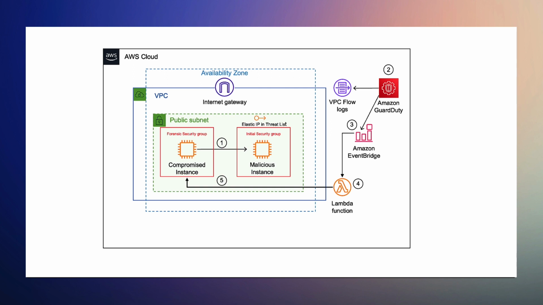When GuardDuty produces a finding based on information that it's pulling from our VPC flow logs, it's going to match an EventBridge rule. That Amazon EventBridge rule is going to trigger a Lambda function, and that Lambda function has some Python code that's going to move the compromised instance from the initial security group to the forensic security group. So let's go ahead now and dive into our environment.